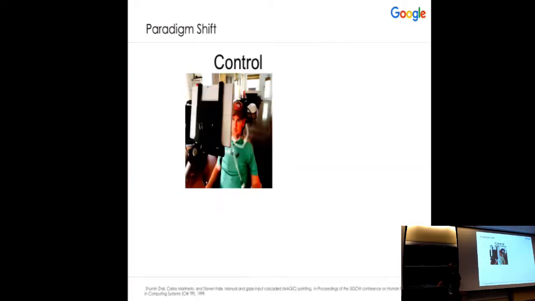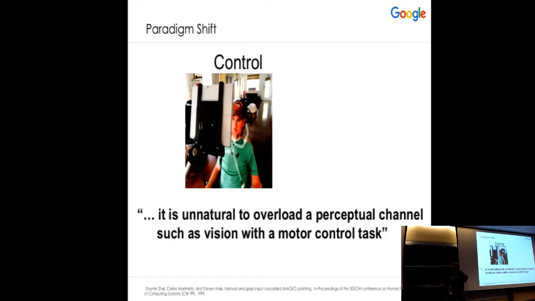I should say that a lot of people use eye tracking and say, well, we can use it for controlling things. There's a person who has a disease and can move his eyes, but can't do other kinds of pointing, and he's very good at using his eyes to make language. But that's not something most people want to do. It's very painful. Eyes are designed for gathering information, not for controlling things. As my friend Sumit Basu said, it's unnatural to overload a perceptual channel, such as vision, with a motor control task. You can do it if you have to, but it's not what it's designed for.